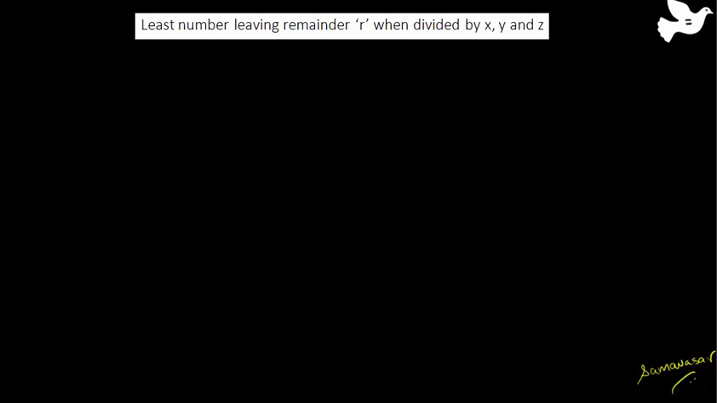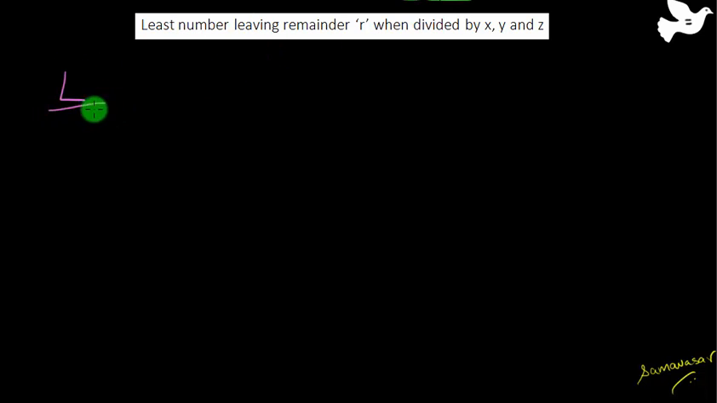Okay, now these are certain questions which can be asked in the exam. So if we are asking what is the least number which will leave a remainder r when divided by x, y, and z, let me say the number is L. Before giving you the formula, I'll just tell you how you understand these kinds of questions. Whenever I have a least number, you might have a hint that it has something to do with LCM, right? But anyways, let me take L as the least number.